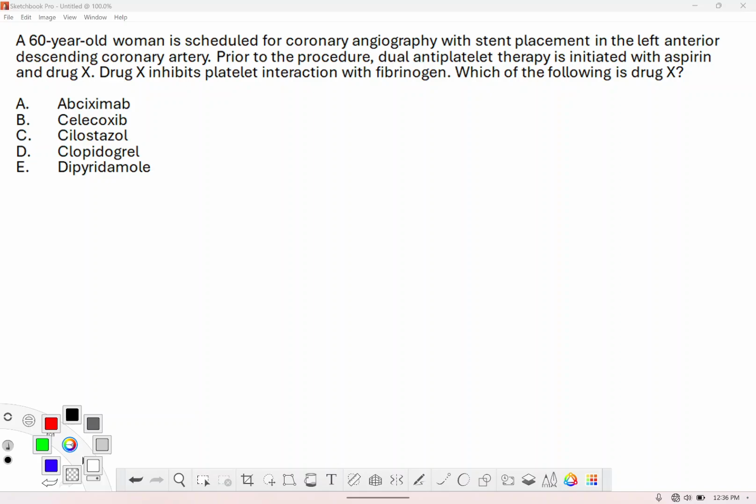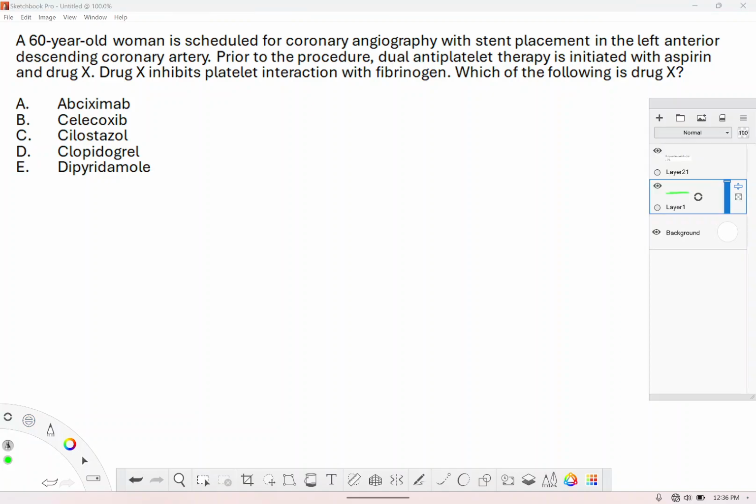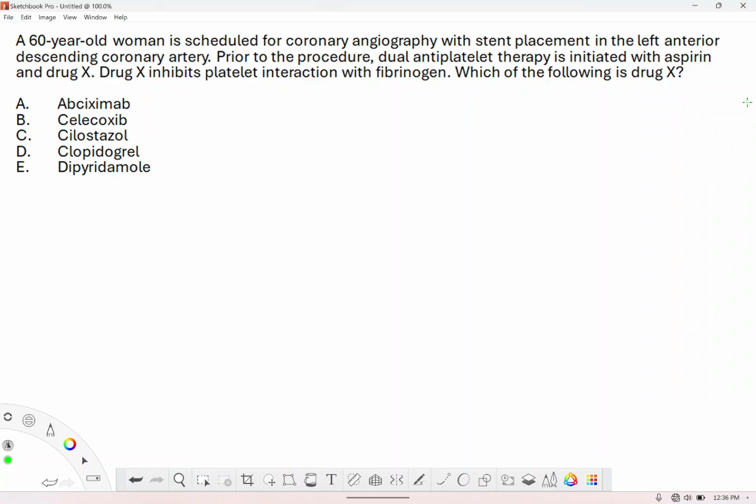Okay, so whenever I look at questions, I think of it two ways. Are they testing a concept or are they testing my memory? So in this case, they're simply testing your memory. Any drug that inhibits platelet interaction with fibrinogen, that's what they're looking for. Which drug is that? Let's go with our memory first, and then we'll go with the understanding of the concept.